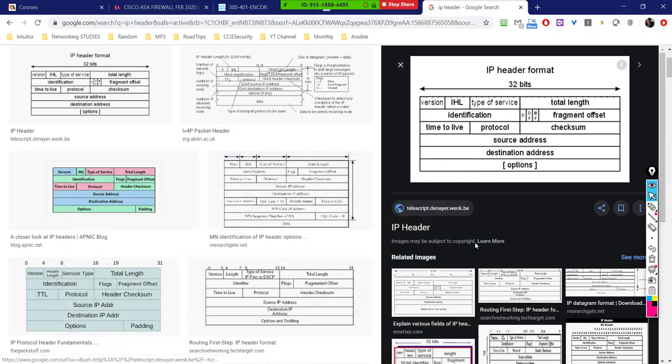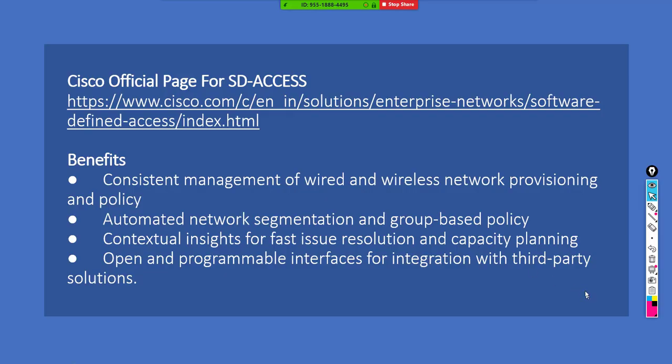So let's go back to this. What are the benefits of SD Access? You can have consistent management of wired and wireless. It's not that wired users will have some policy written and wireless will have another policy written. Your DNA is giving you the provision to have consistent policies for everyone.